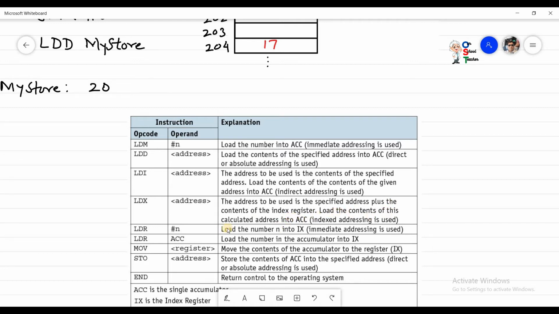Load the content of this calculated address into accumulator. So LDX is also used to load value in the accumulator. All these four commands are being used to load value in the accumulator, but using different addressing modes. So let's see the examples of these.